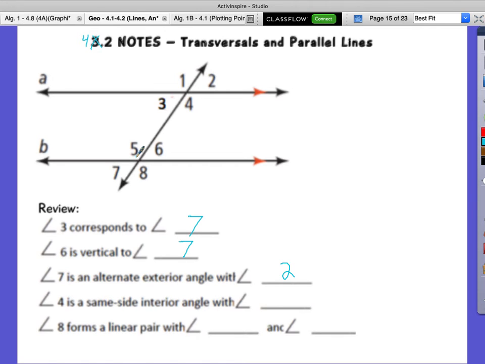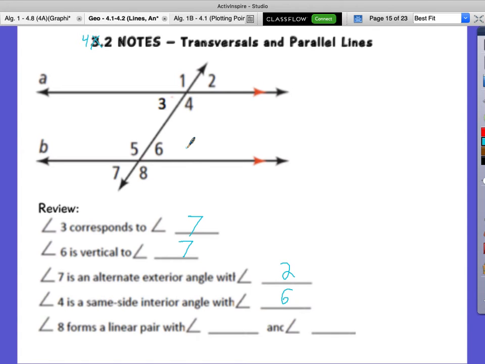Angle 4 is the same side interior angle with what angle? 6. They're on the same side of the transversal. 4 and 6 are on the same side of the transversal, hence same side. They're both interior, inside these two lines. So it meets all these descriptions. 4 would be a vertical angle with 1.